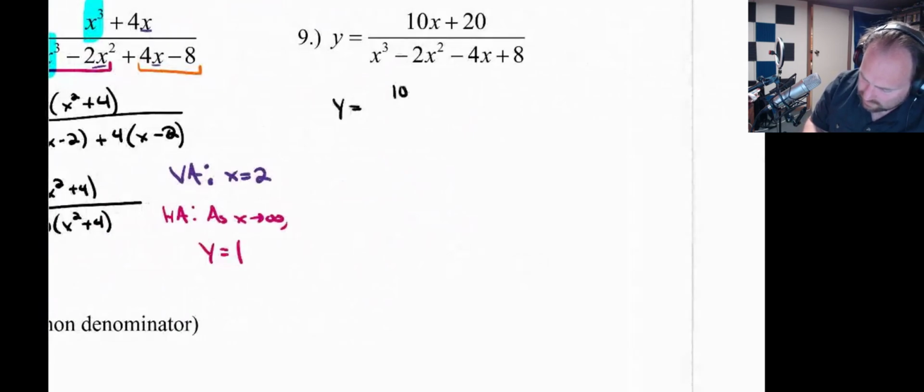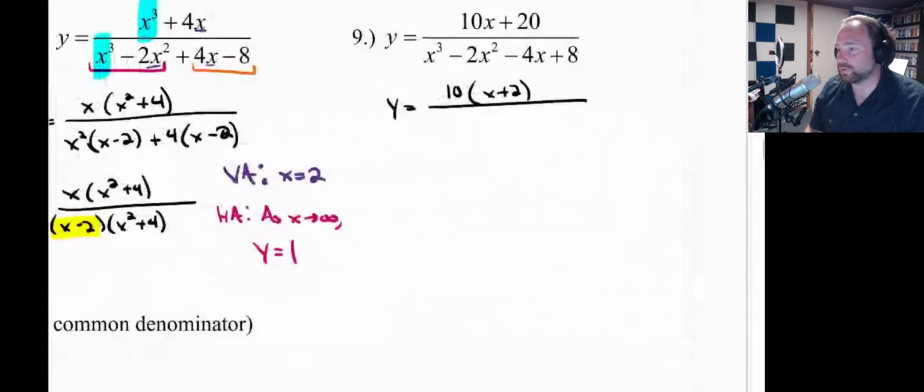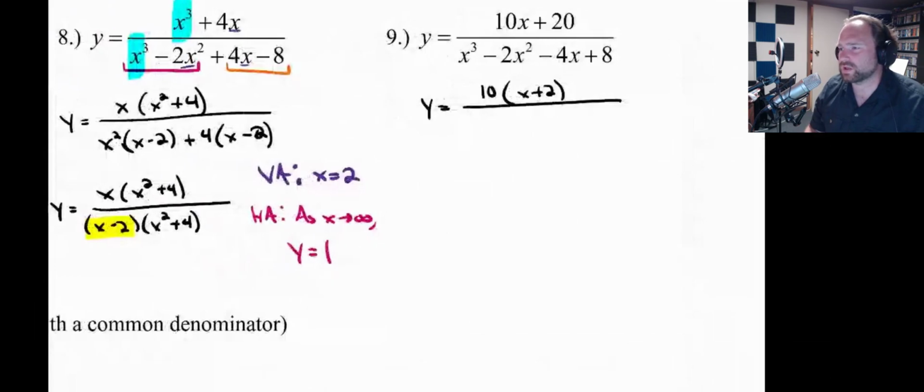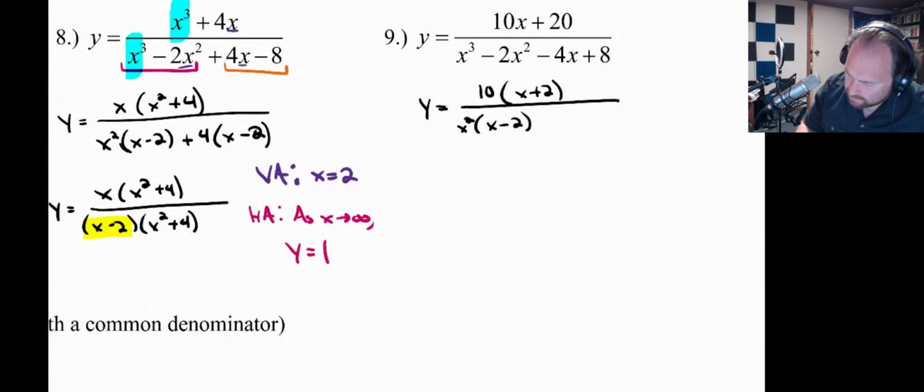We'll factor a 10 out on top because x plus 2 is going to be important. But we already know the bottom of this one because it's exactly the same as the previous. Oh, it's not. It's so close, though. What's the only difference? Okay, I suppose we'll go for it. x squared times x minus 2 minus 4 times x minus 2.